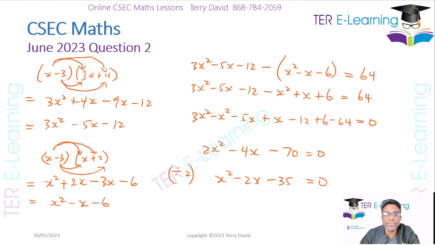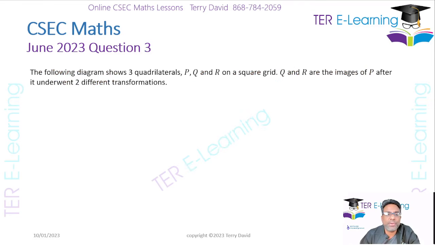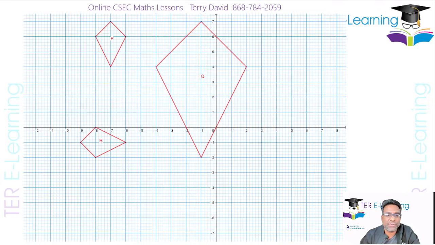Now let's do, that's question 2. Let's do question 3 now. So the following diagram shows 3 quadrilaterals P, Q, and R on a square grid. Q and R are images of P after it underwent 2 different transformations. So this is the diagram that they gave them.